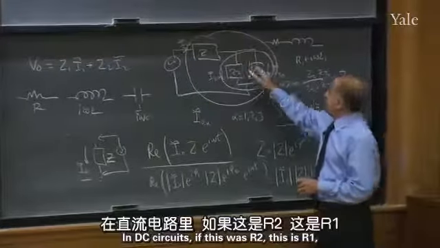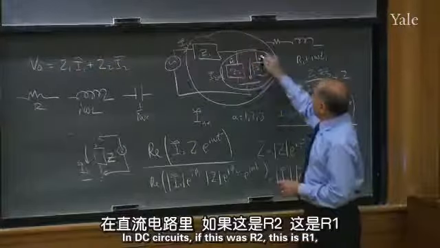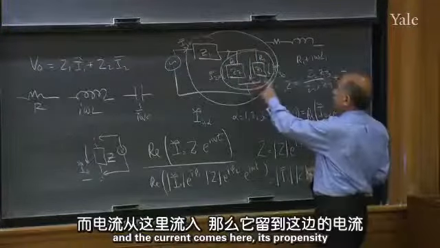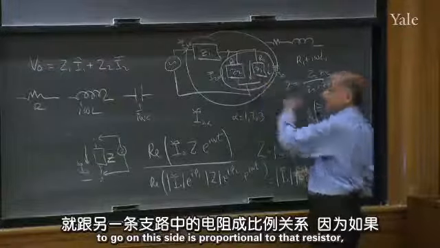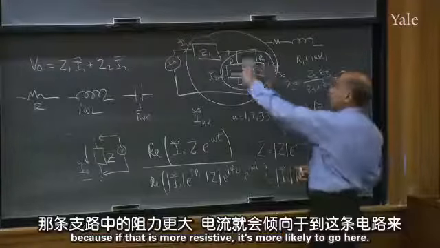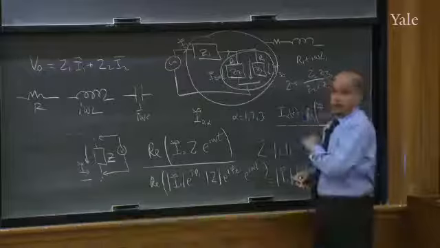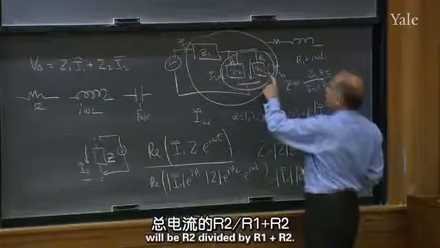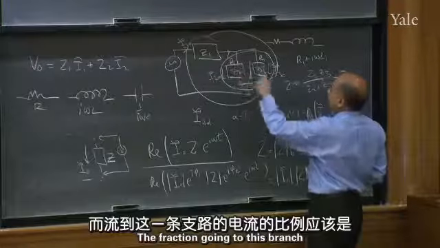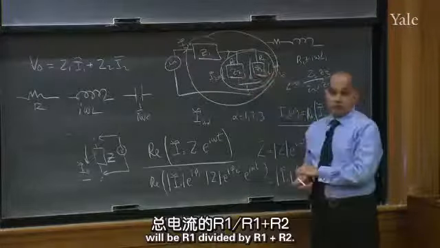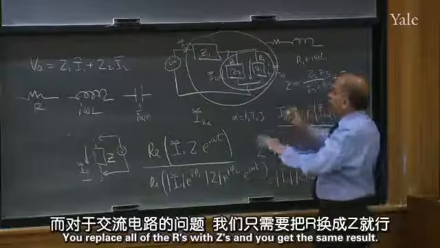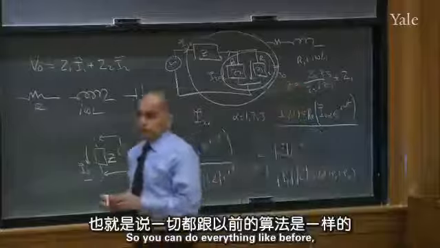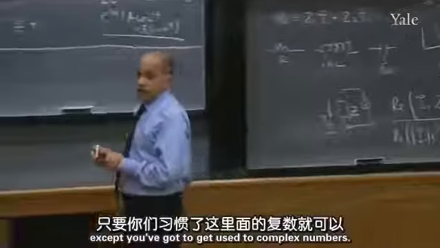In DC circuits, if this was R2 and this is R1, and the current comes here, its propensity to go on this side is proportional to that resistor, because if that is more resistive, it's more likely to go here. So the fraction going to this side will be R2 divided by R1 plus R2. The fraction going to this branch will be R1 divided by R1 plus R2. You replace all of the R's with Z's and you get the same result. So you can do everything like before, except you have to get used to complex numbers.